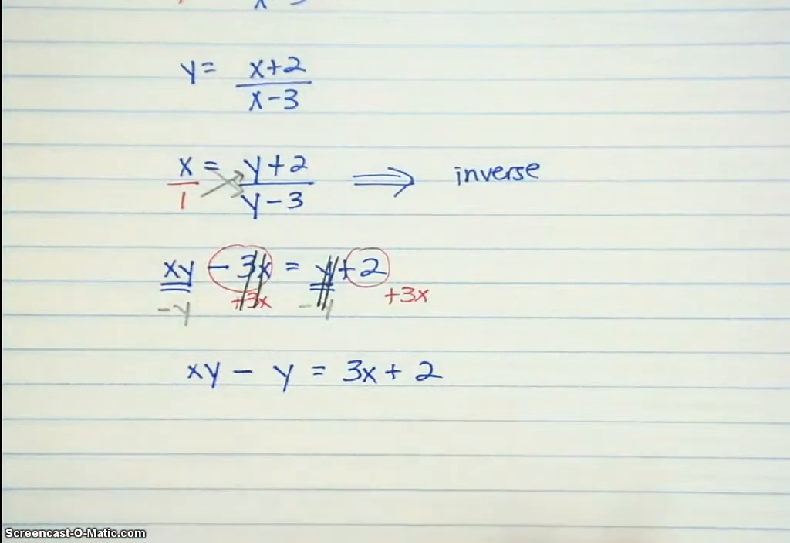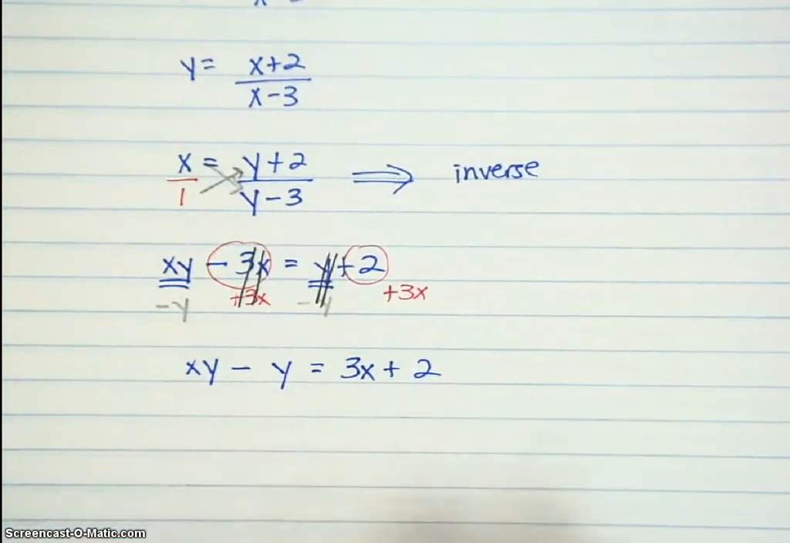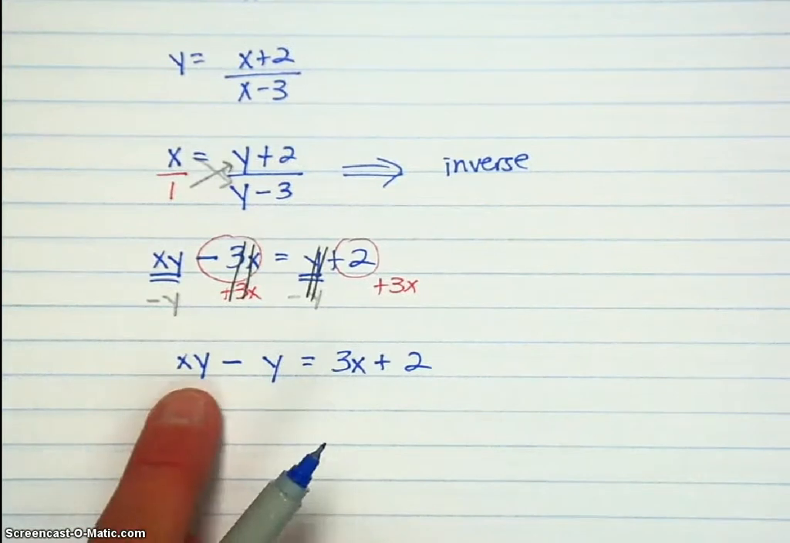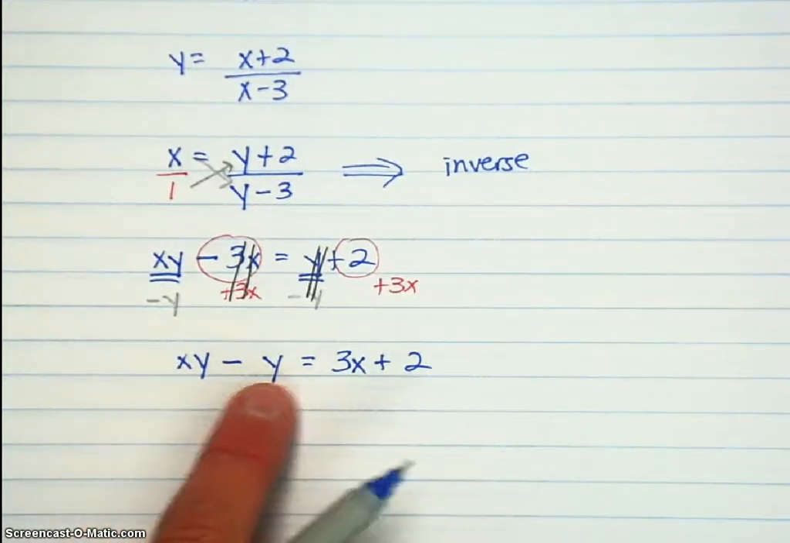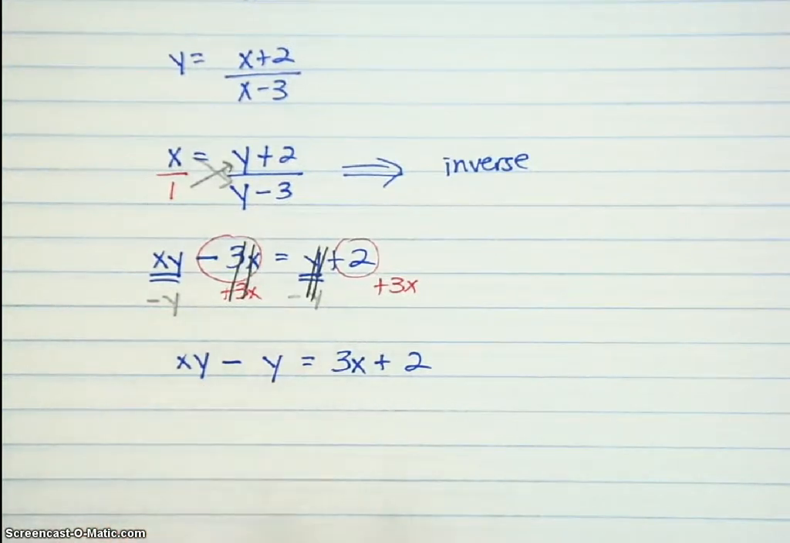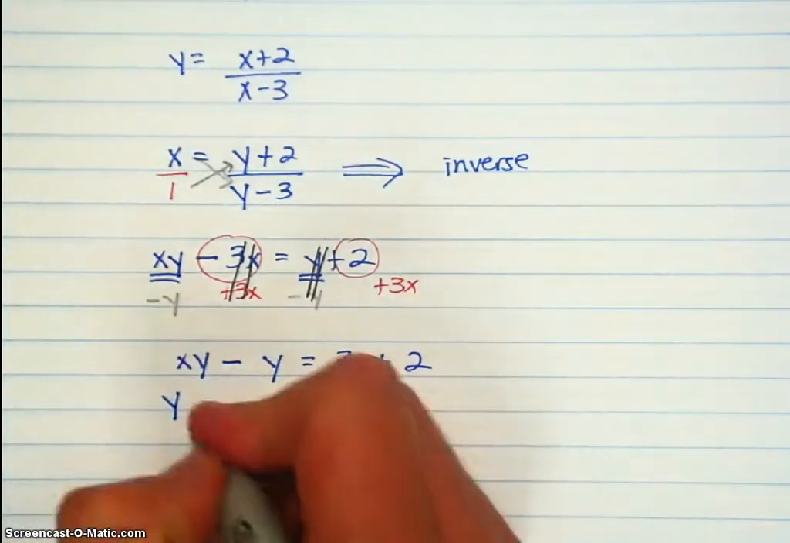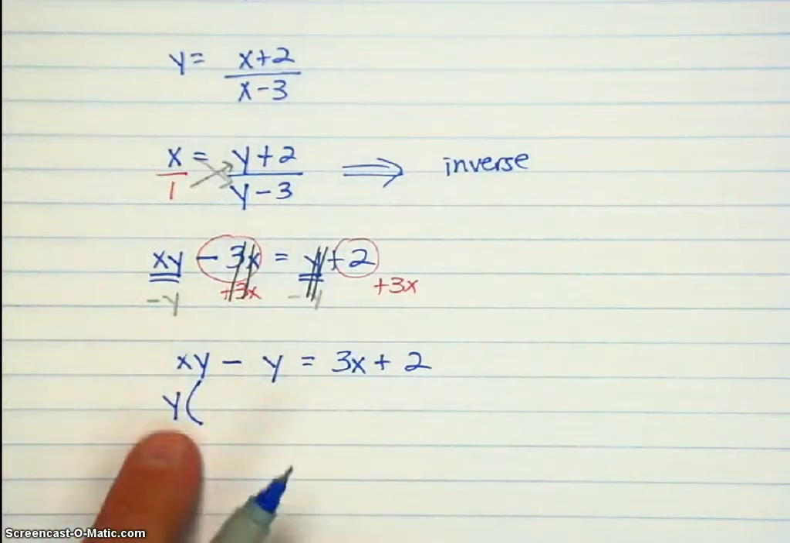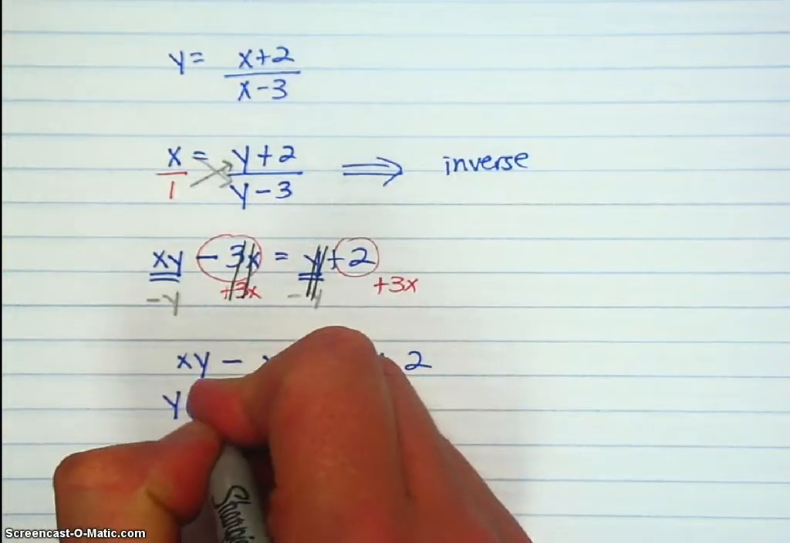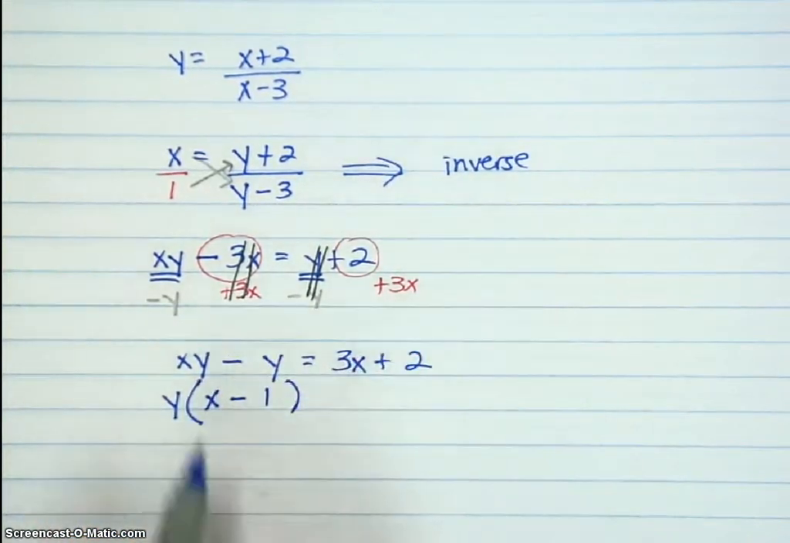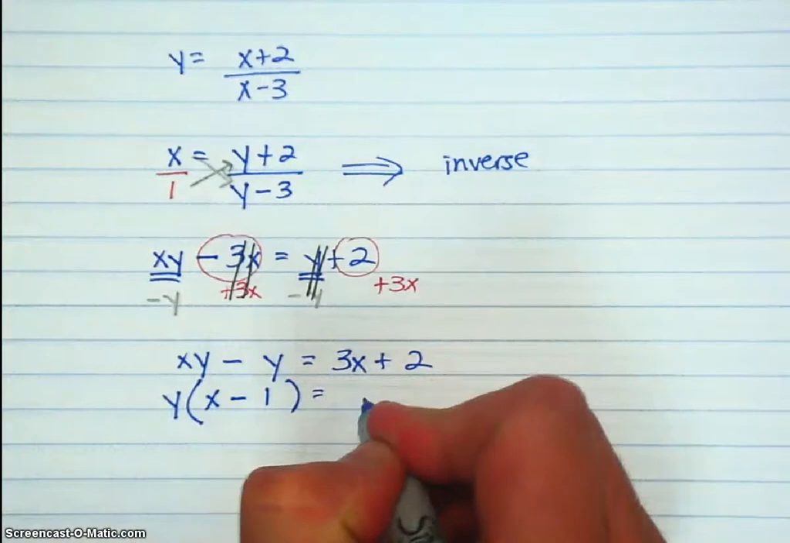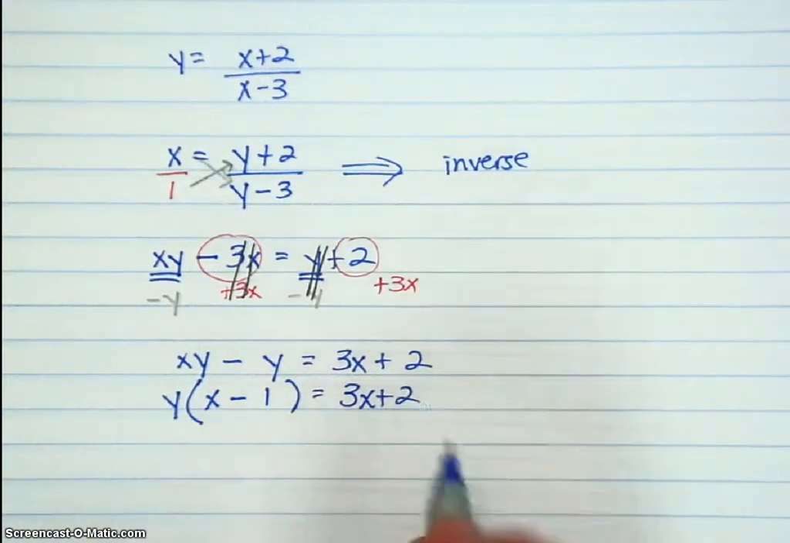All right, now we're almost done here. Just have to do one little thing. Remember, we are trying to solve for y. So I have a y here and a y here, and I can simplify that a little bit. What we can do is we can take out a GCF. So the GCF in this case is y. So I'm going to factor out a y, and when I factor that out, I'm left with x minus 1, because xy divided by y is x, and y divided by y is 1. And then over here I have my 3x plus 2.